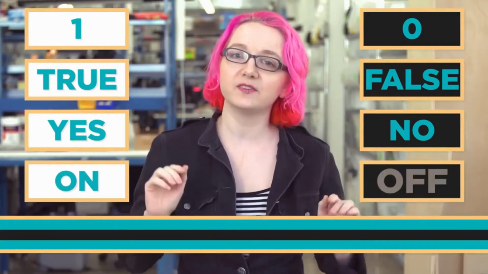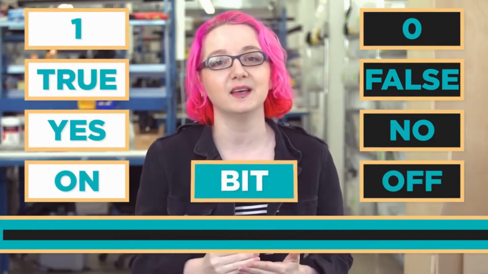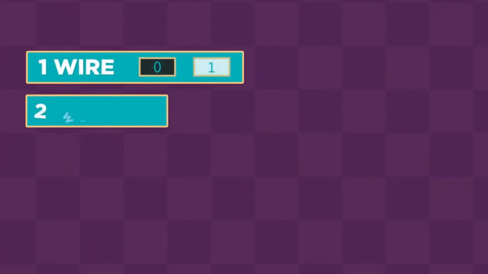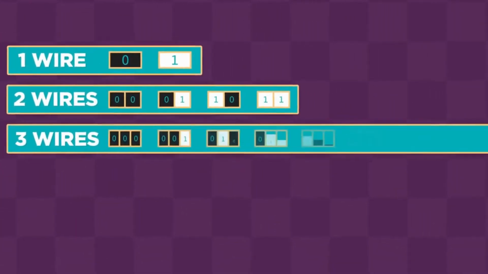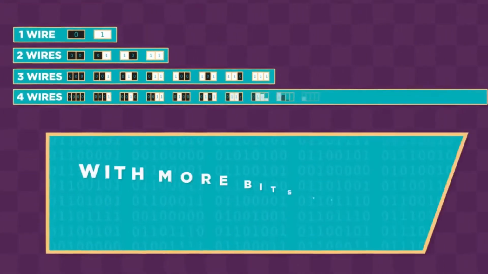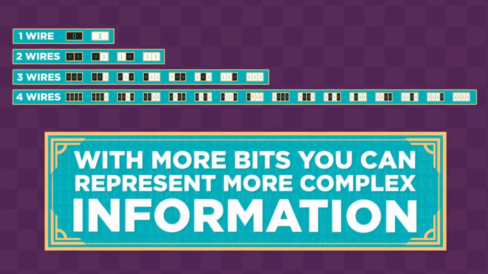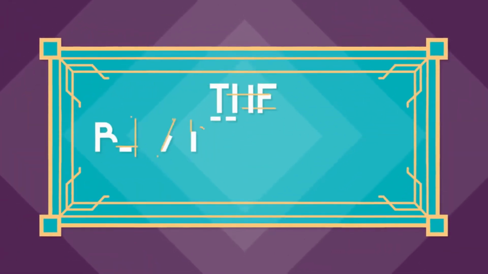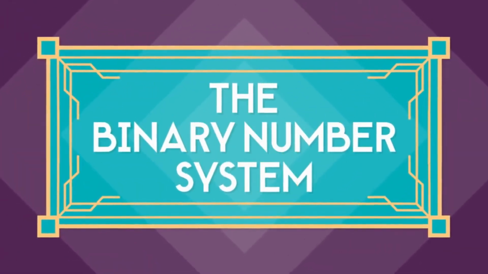This on-off state of a single wire is called a bit, and it's the smallest piece of information a computer can store. If you use more wires, you get more bits. More ones and zeros. With more bits, you can represent more complex information. But to understand that, we need to learn about something called the binary number system.